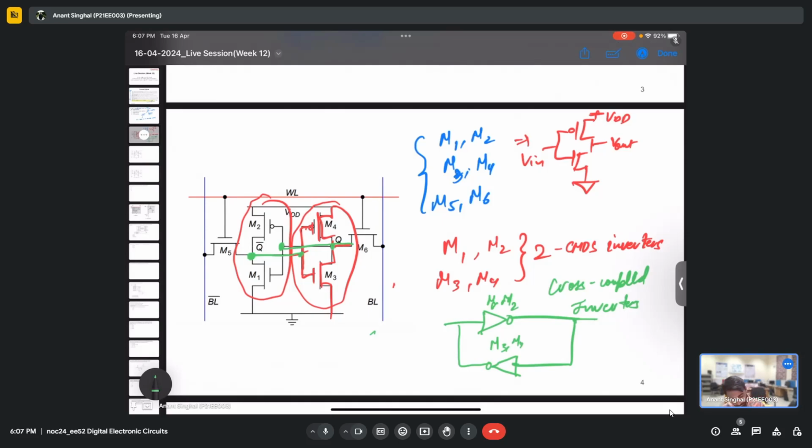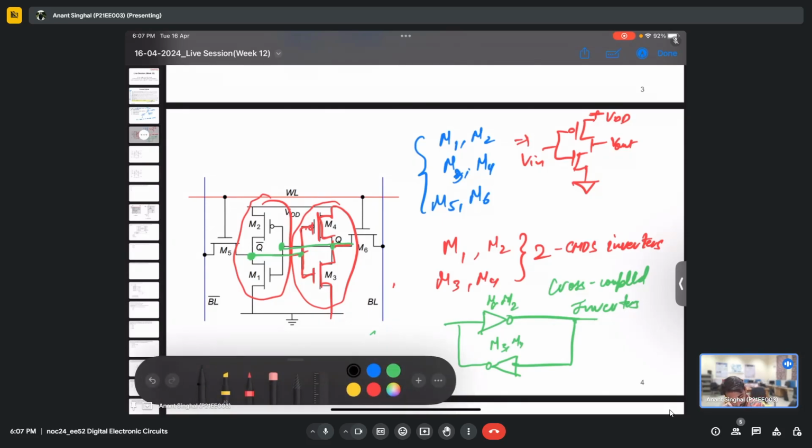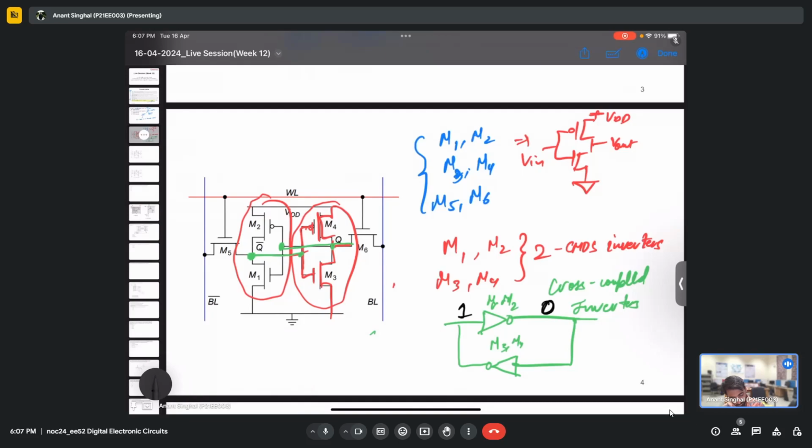So how can it act as a memory? Let's say if I apply any input 1 here, then the inversion will be 0, and then again it will be inverted and 0 will be 1. So it will always store this 1 once I apply any input. So this is how it is known as a memory.